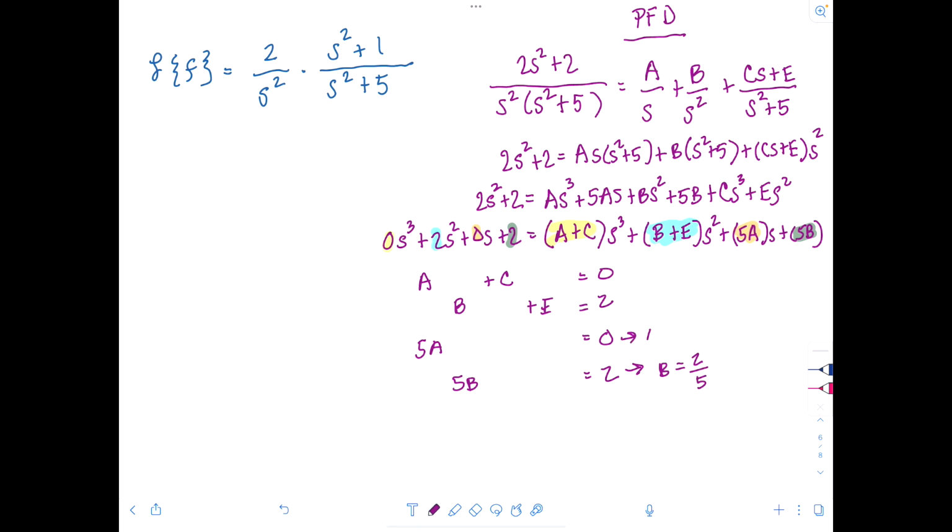A has to be 0, which would make c equal to 0 as well. And then e would be equal to 10/5, getting a common denominator, minus 2/5, which is 8/5. Cool so far?